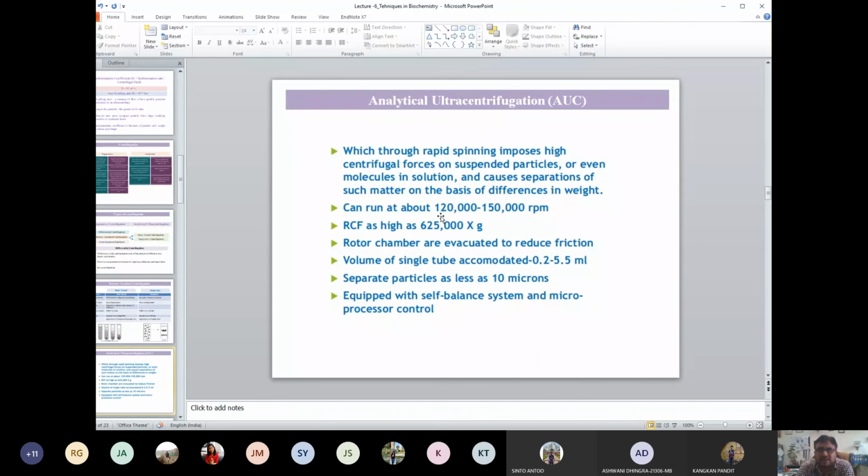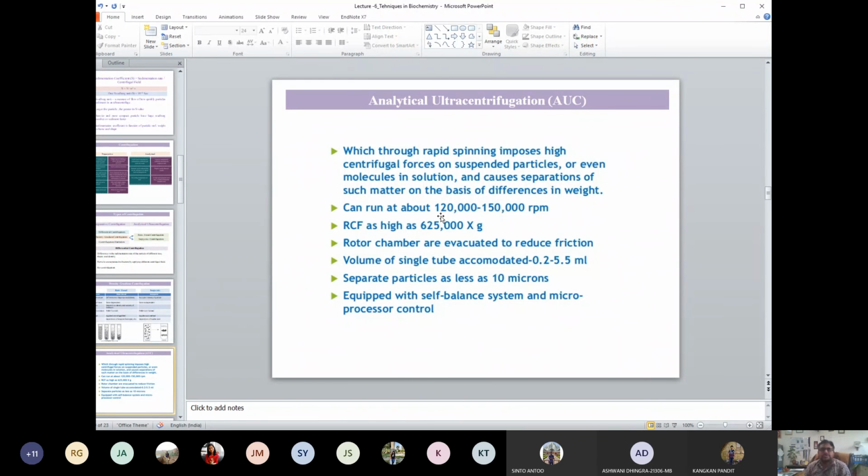So coming on to another part, that is analytical ultracentrifugation. This is also denoted as AUC. And if you recall, in my first slide when I was telling about Svedberg, Svedberg has been credited for the discovery of ultracentrifugation also. Ultra means very high speed centrifugation. That's why the term ultracentrifugation has been coined, and Svedberg has been credited for the discovery.